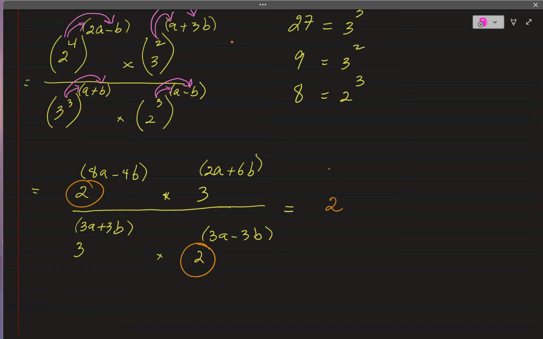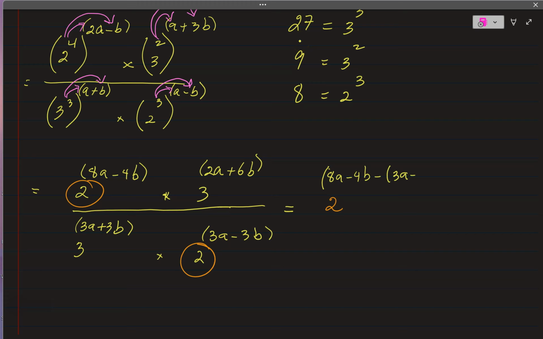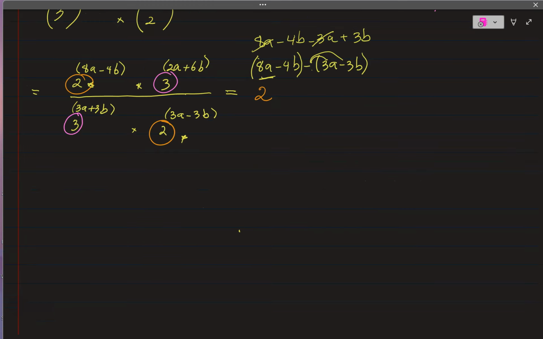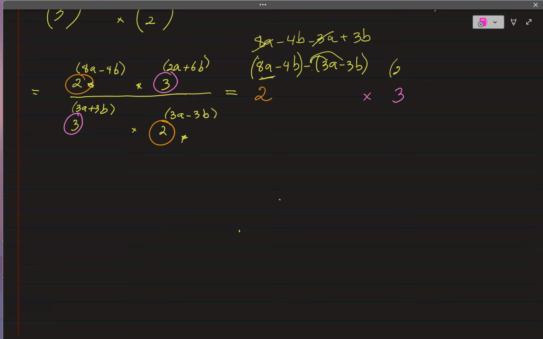So here it is. I'm going to rewrite this. So we say 8a minus 4b minus 3a minus 3b. That's for the 2 and this. We're just taking care of that. So now we're going to deal with the 3's. So multiply. And then we say 3, and now we're doing the subtraction of the exponents. So this would be same as the other one. So 2a plus 6b minus 3a plus 3b. Okay, so that's what we have.